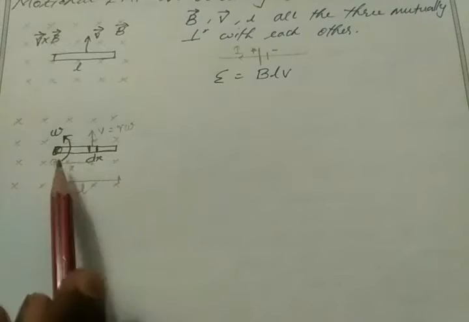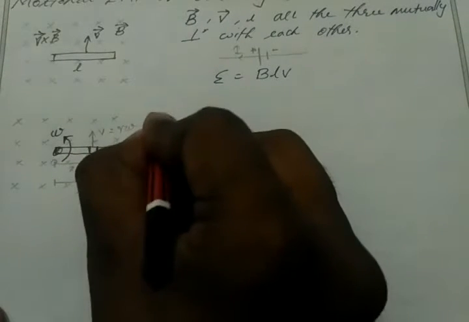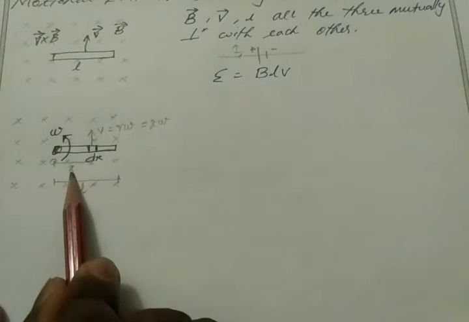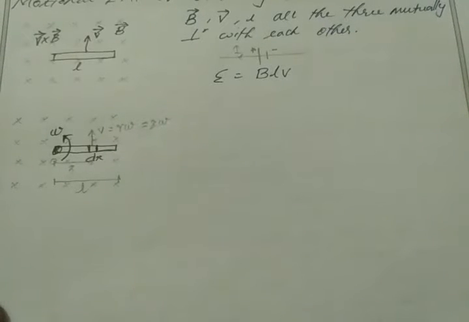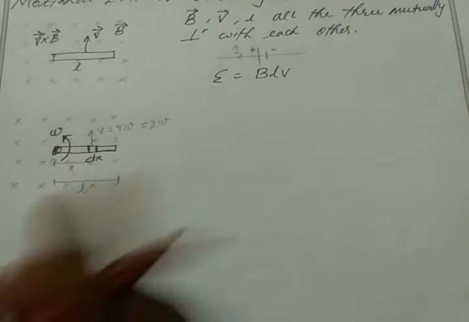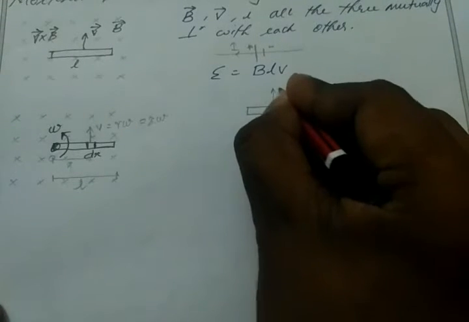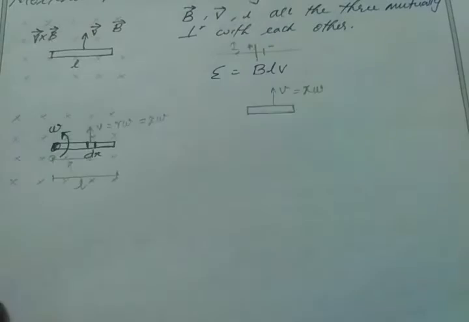Clear? So if this distance is x, then we take v equal to x omega. Here r means the distance from the center to that particular point, and that distance is taken as x here. So we simply take x instead of r. I zoom in on this dx and draw it here. This is our dx, which moves upwards with velocity v, which is also equal to x omega.